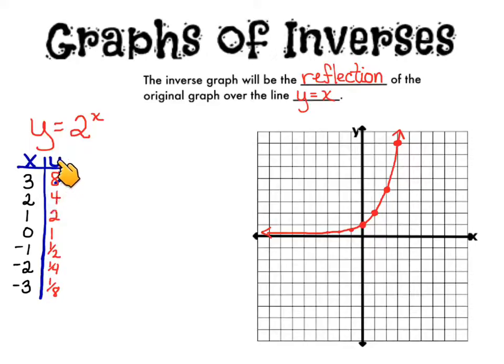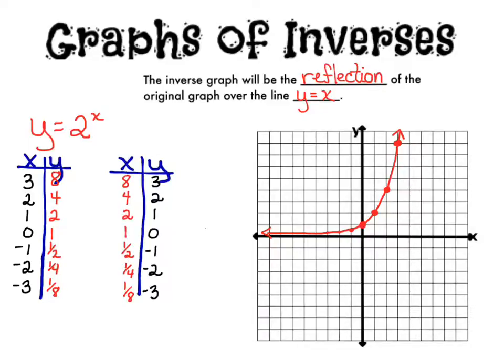So I'm going to switch out all these y values with all these x values. And I'm going to get this table of values. And I'm just going to plot these points. So if you were doing this in a calculator, you could take a look at the table of values for your original function and just switch them out to have the inverse. So here's what it looks like.